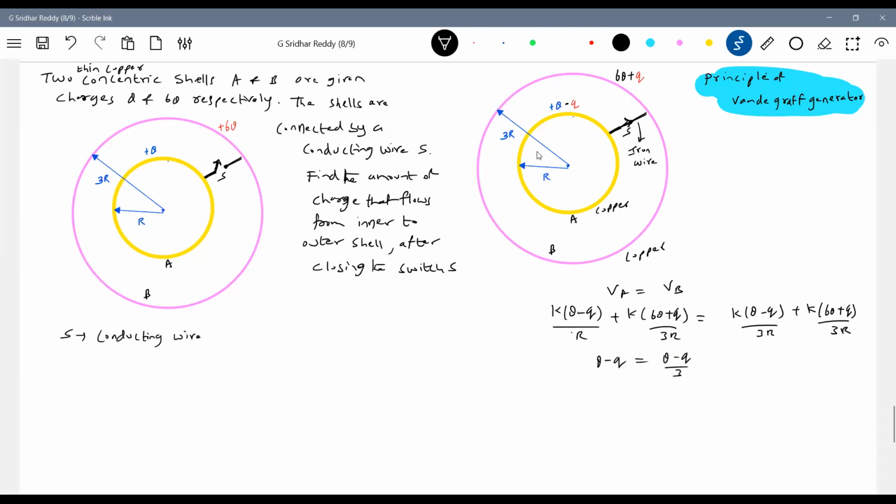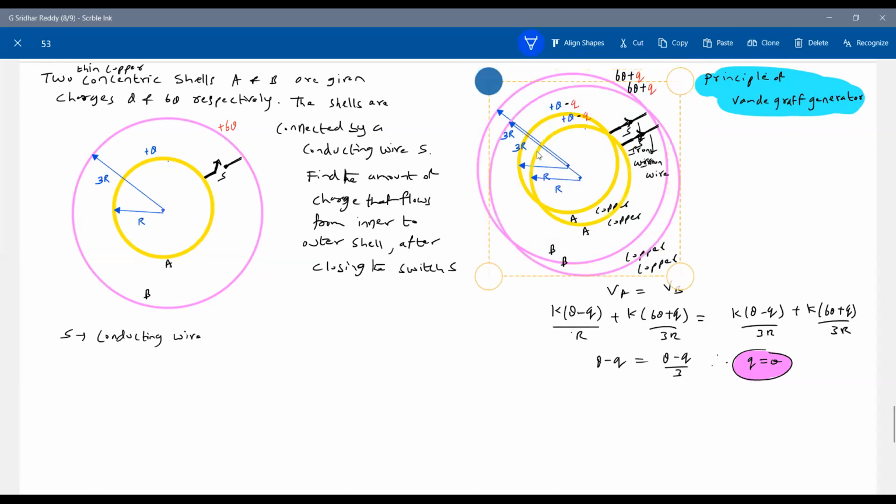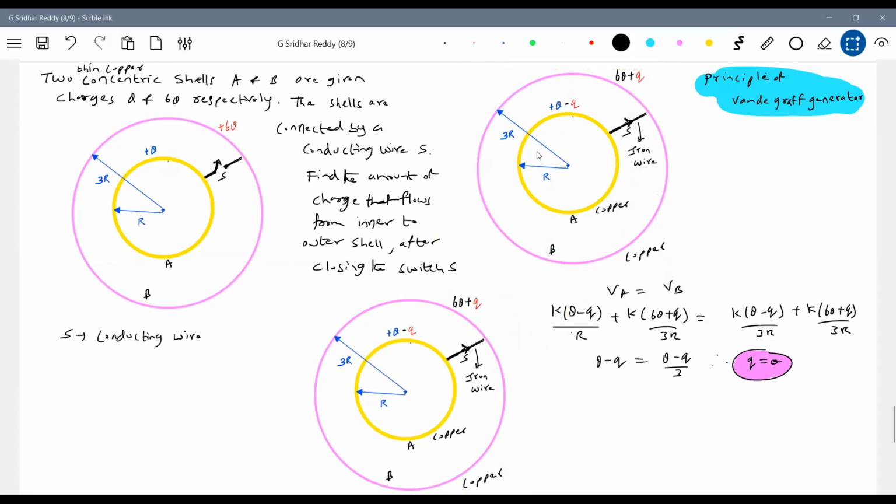When will this be valid? This will be correct only, mathematically, when small q equals capital Q. Only if small q equals capital Q does this equation become valid, no? So then what does it mean finally? The whole charge on shell A will flow to the outer shell. Looks strange, but this is what happens. So what is the final? Finally, we'll get 7Q charge here, and here 0, no charge.